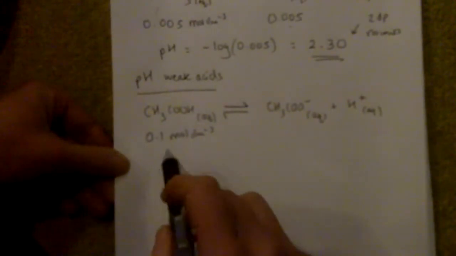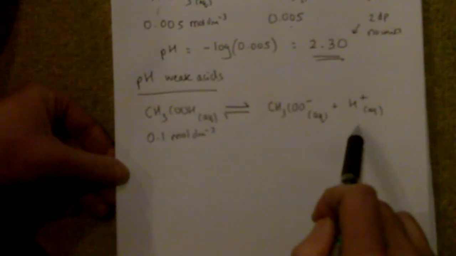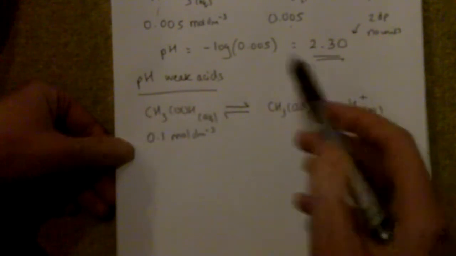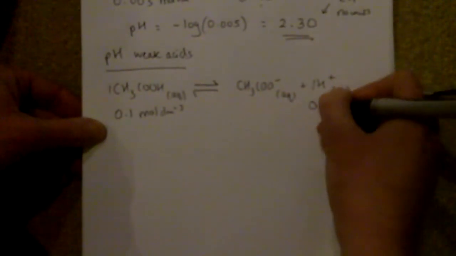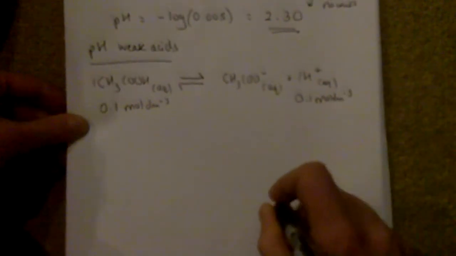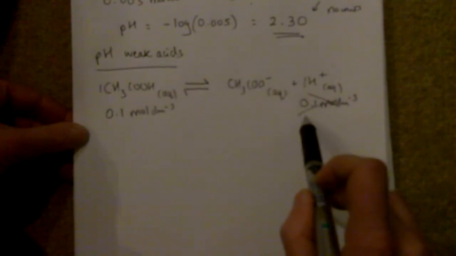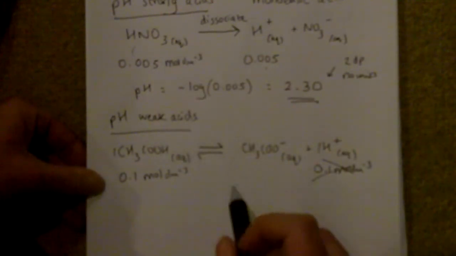Okay, so if you have 0.1 moles per decimeter cubed of the acid, what's the concentration of the H+ going to be? Well, it's 1 to 1. One of those makes one of those. So you would think that it was 0.1 moles per decimeter cubed, but it's not, because only a very small amount has dissociated, has split up. So you cannot use the same method for weak acids that you use for strong acids. You have to have a different method.